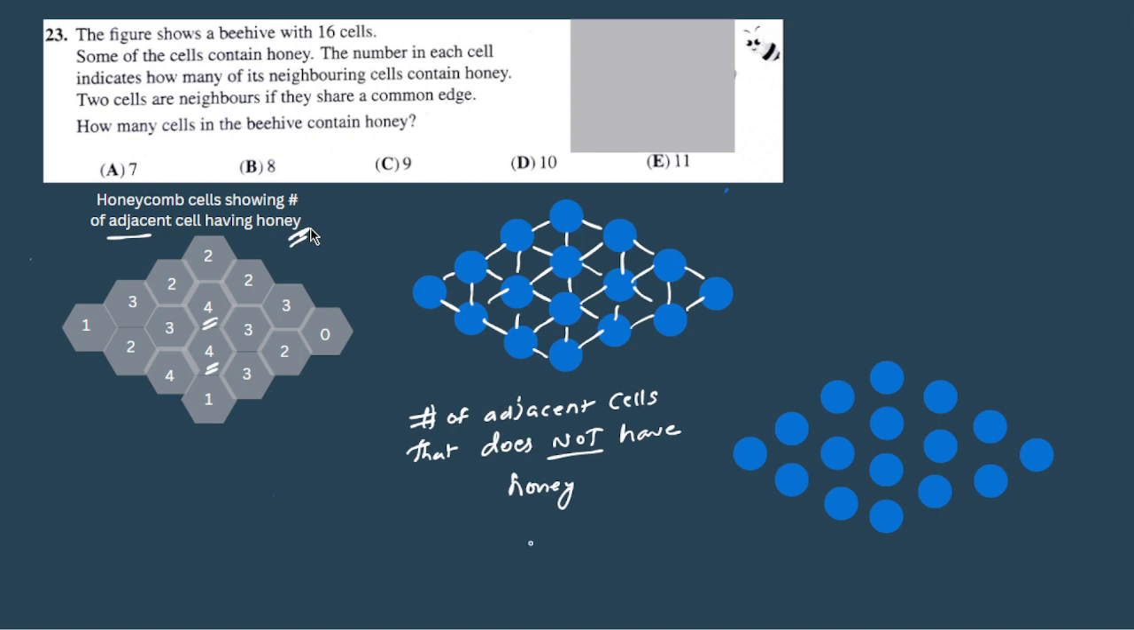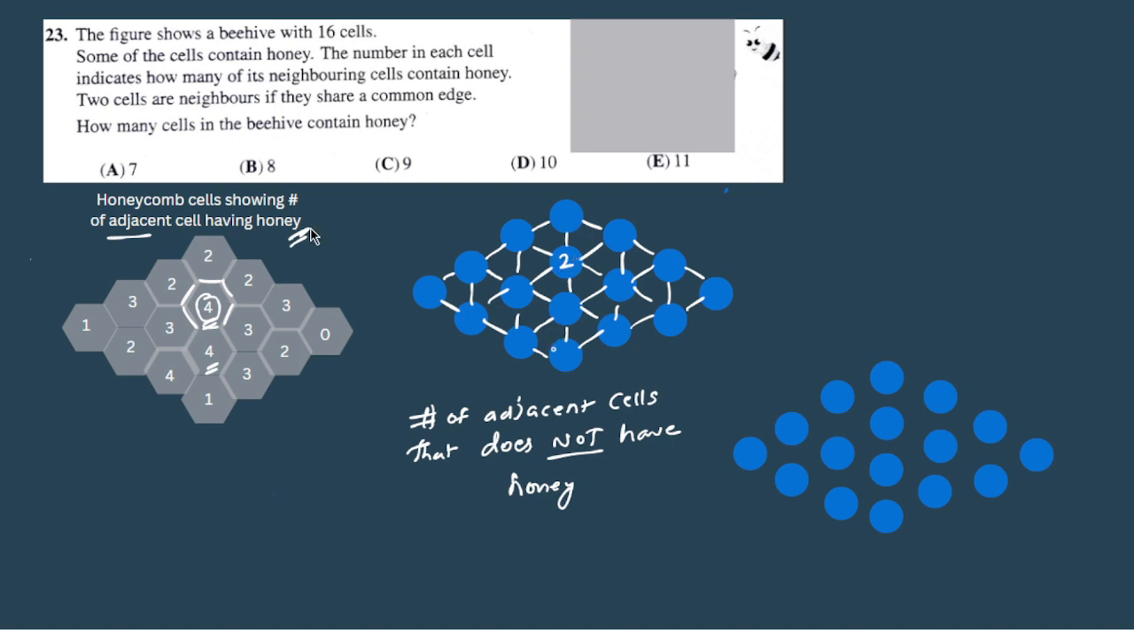So I want to show the number of adjacent cells that do not have honey. Let's look at this cell. It has how many neighbors? 1, 2, 3, 4, 5, 6. So it should have 6 if all of them had honey, but it's showing 4. It means 2 of them do not have honey. So I'm going to put a 2 there.